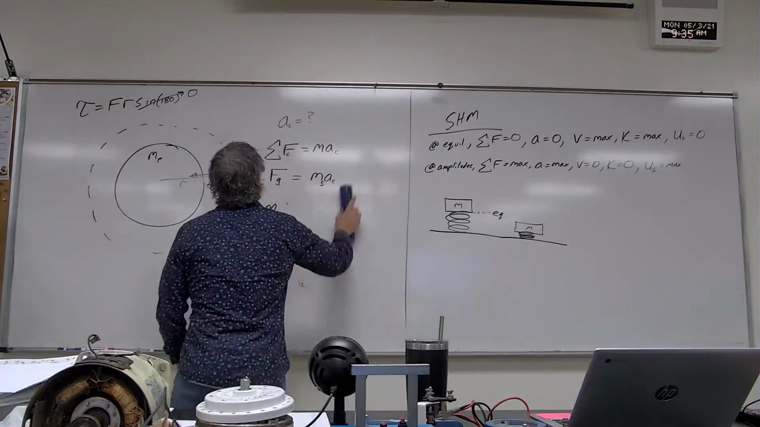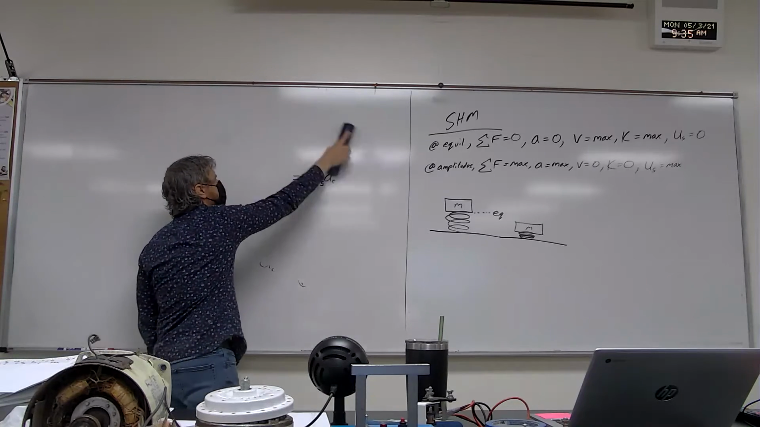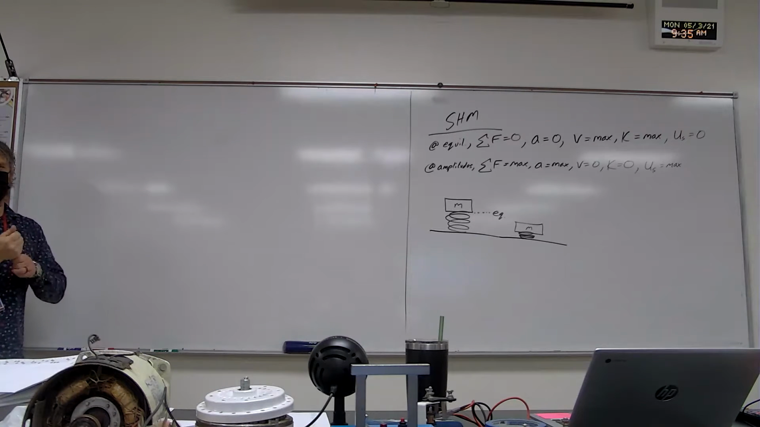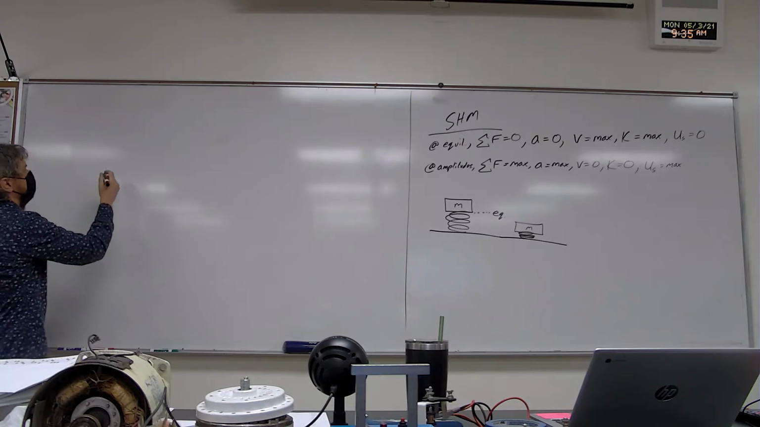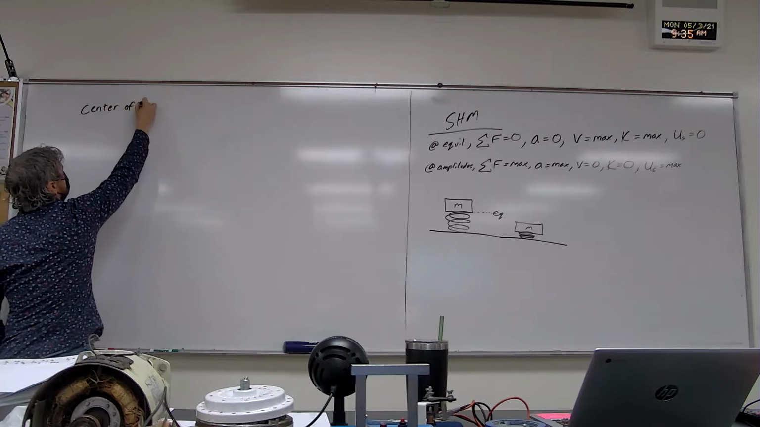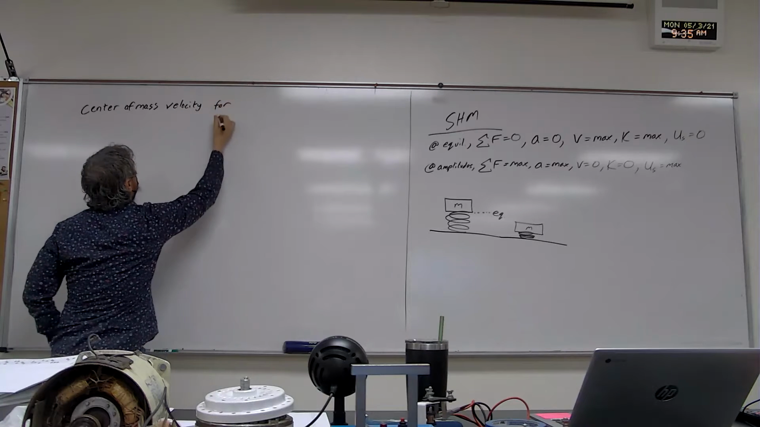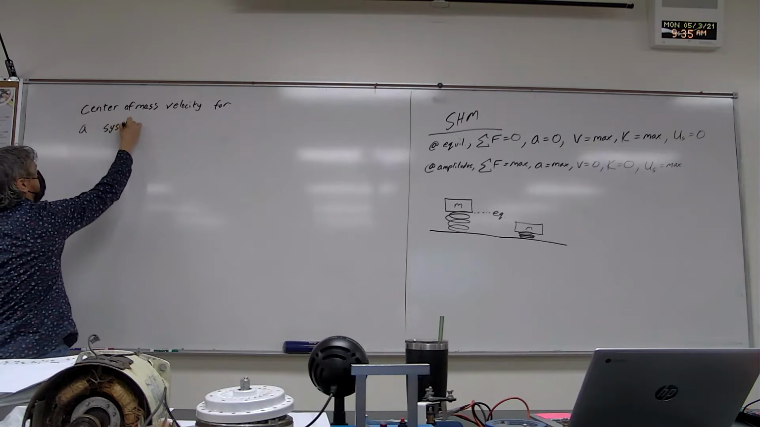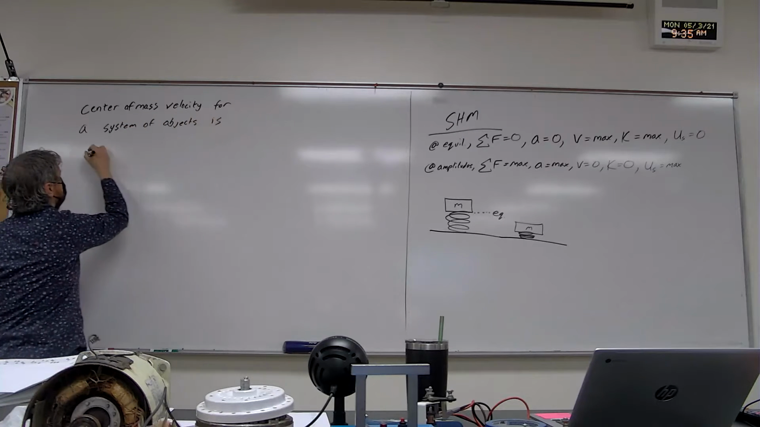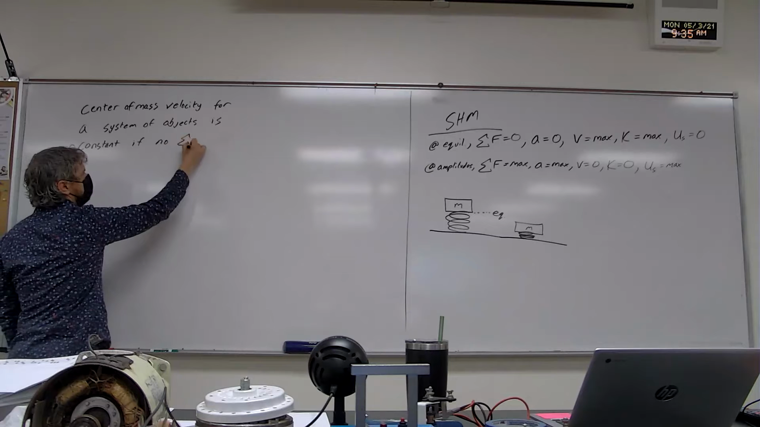Okay, I'm just going to talk about this concept briefly. I think that I didn't really cover it as well as I should have in class, but this year's been such a blur, I'm not really entirely sure. But center of mass velocity for a system of objects is constant if no net external force.